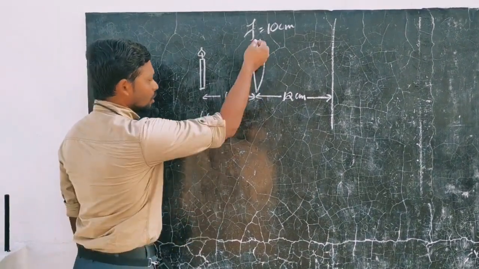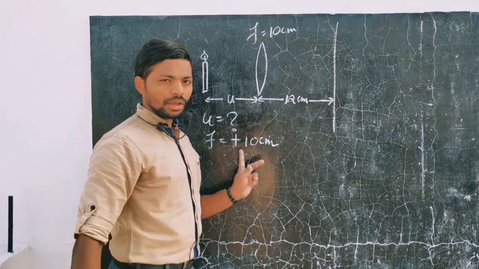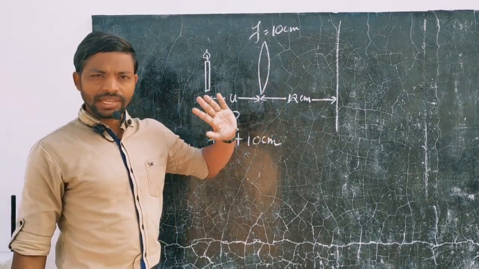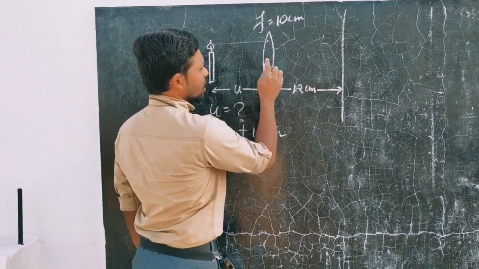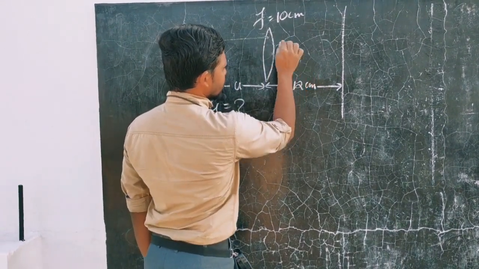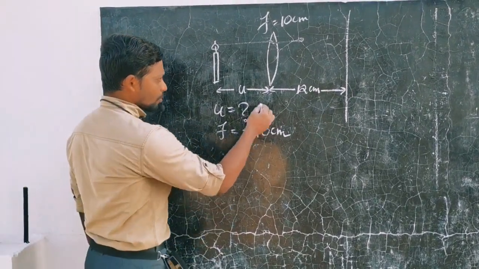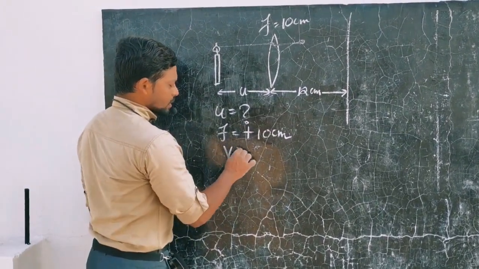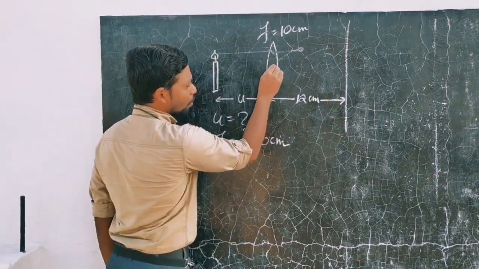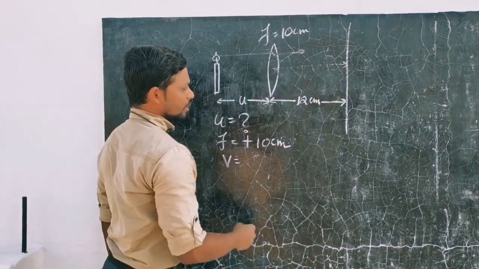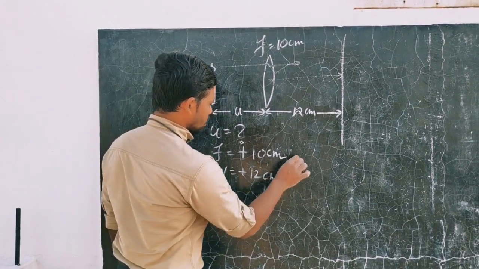So given information: f is equal to plus 10 centimeter. Remember, for a biconvex lens the focal length will be positive, because when the object is on this side, its focal length is also on this side generally. So both are in the same direction, so positive. And let's talk about the image distance. It is formed in the same direction as the light. We are measuring from the optic center towards the screen, so it is plus 12 centimeter.